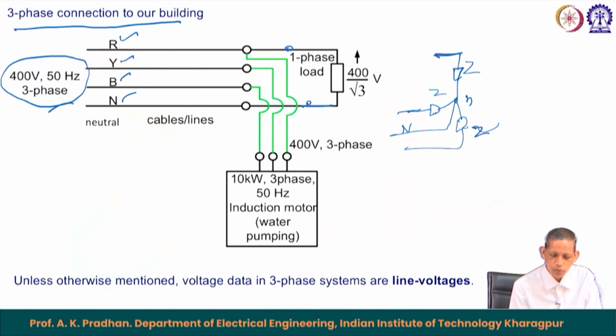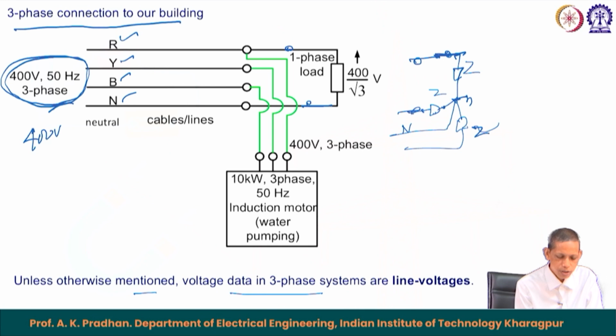So, you see that the line voltage is here between two lines and the phase voltage is here. Unless otherwise mentioned, the voltage mentioned in a 3 phase system is the line voltage. So, this 400 volt here is the line to line voltage, or simply the line voltage VL.